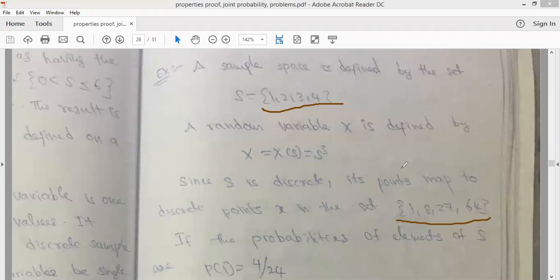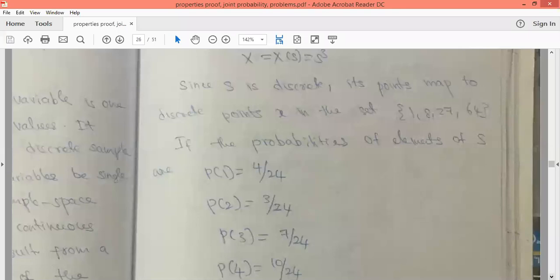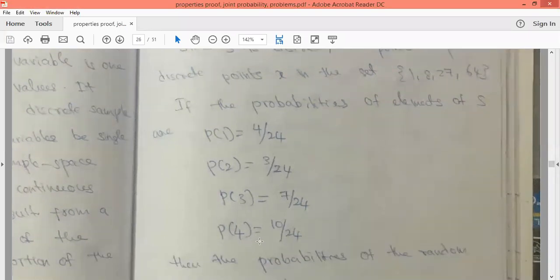Okay. Now it is also given in the problem, what is the probability of 1? It is given as 1 by 24. Similarly, probability of 2 is 3 by 24. Probability of 3 is 7 by 24. Probability of 4 is 10 by 24. These are the values given.